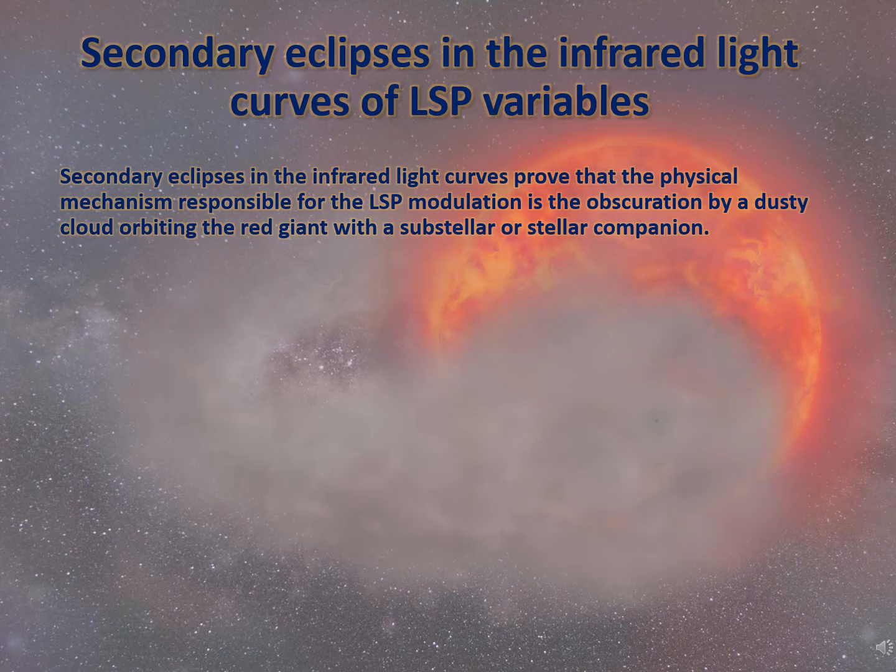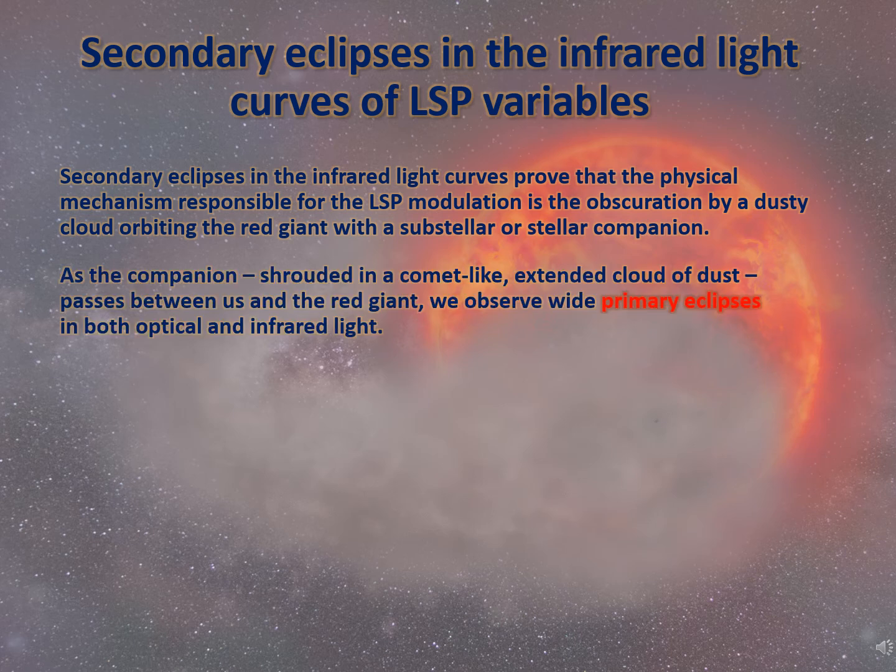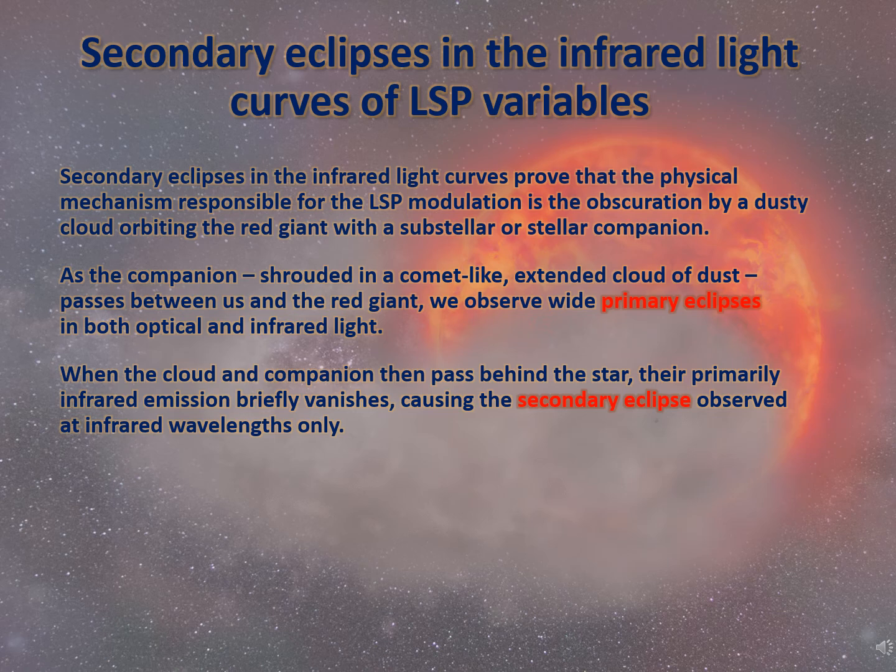This feature proves that the physical mechanism responsible for the LSP modulation is the obscuration by a dusty cloud orbiting the red giant with a substellar or stellar companion. As the companion, shrouded in a comet-like extended cloud of dust, passes between us and the red giant, we observe wide primary eclipses in both optical and infrared light. When the cloud and the companion then pass behind the star, we observe secondary eclipses at infrared wavelengths only.